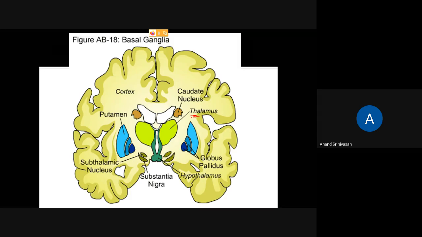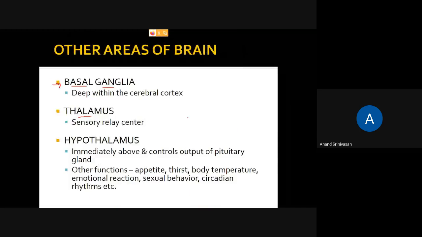And lastly, the hypothalamus. The hypothalamus is situated just above the pituitary gland. It is a very important structure which controls appetite, thirst, body temperature, emotional reactions, sexual behavior, and circadian rhythms. All these are controlled by the hypothalamus.